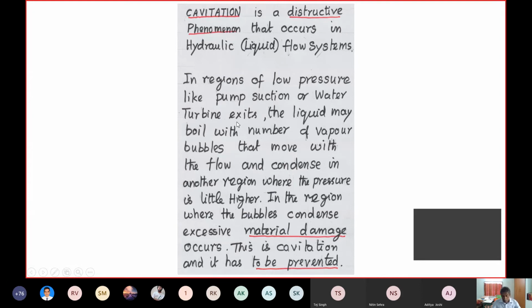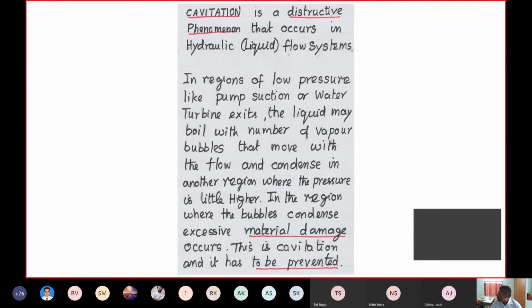Okay. Now we said that for the smooth operation of the pump, the NPSH available should be more than the NPSH required. Okay. If not, what will happen? What will happen is the phenomenon of cavitation will take place. So you might have studied about cavitation earlier, and I would say it is a destructive phenomenon that occurs in hydraulic flow systems or liquid flow systems. Okay, so not in compressed air systems, it is in liquid flow systems.